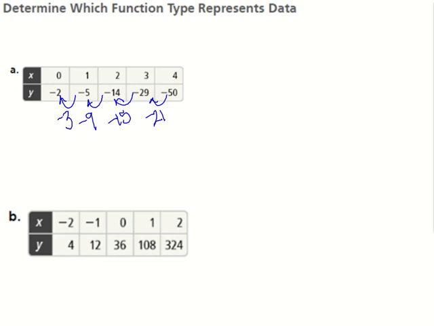So obviously my first difference doesn't work, so I'm going to then check what we call our second difference. So negative 21 minus negative 15 gets me negative 6. Negative 15 minus negative 9 gets me negative 6. And from these two, it is also negative 6. So since these are all the same, this is a quadratic.